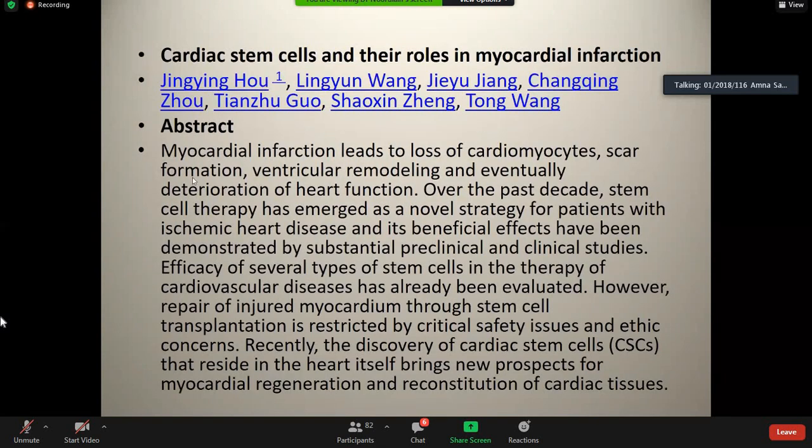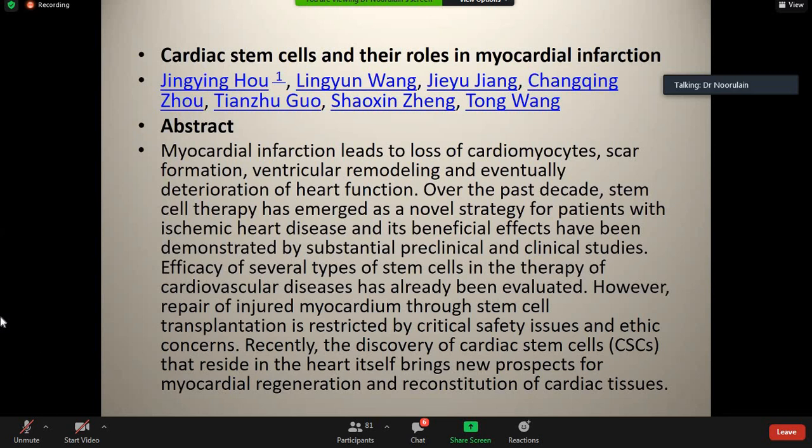Over the past decade, stem cell therapy has emerged as a novel strategy for patients with ischemic heart disease, and its beneficial effects have been demonstrated by substantial preclinical and clinical studies. Efficacy of several types of stem cells in the therapy of cardiovascular disease has already been evaluated. However, repair of the injured myocardium through stem cell transplantation is restricted by critical safety issues and ethical concerns. So it is on a trial basis.